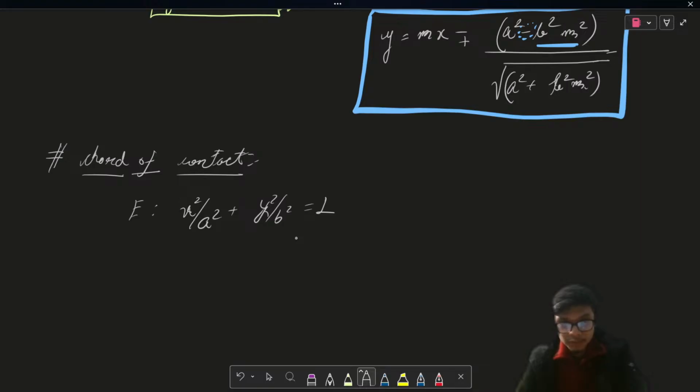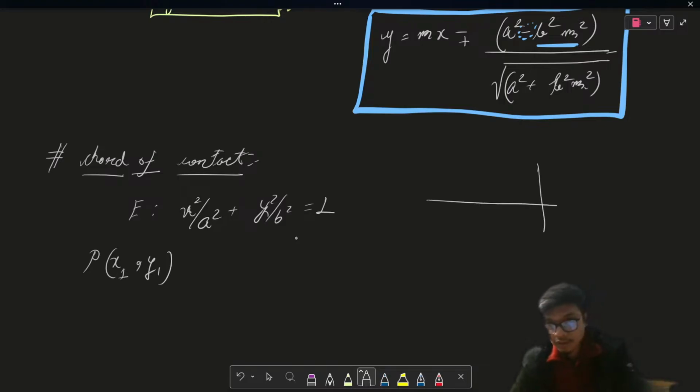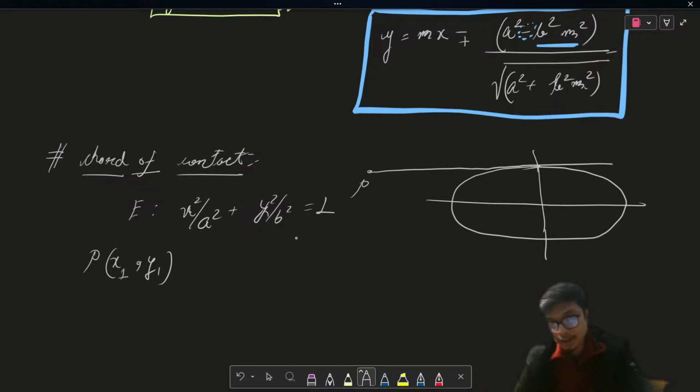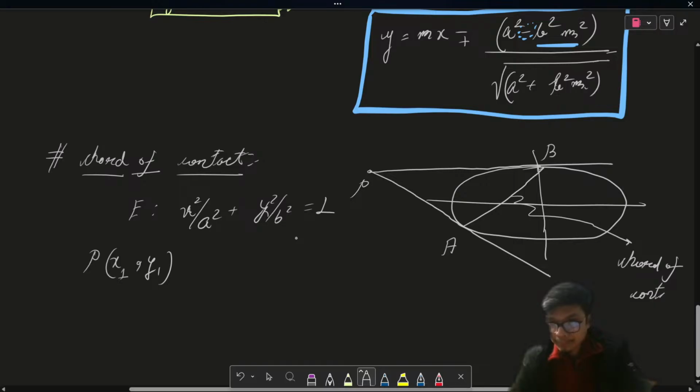So again, for a given ellipse, let us say this is my standard equation of the ellipse, which is basically E. From a point outside the ellipse, we can draw two tangents to the ellipse. If I join the points of contact of the tangents, this is the chord of contact. Okay, so this is my chord of contact.